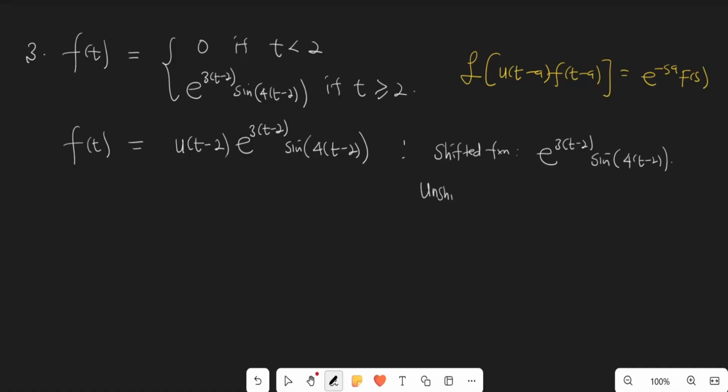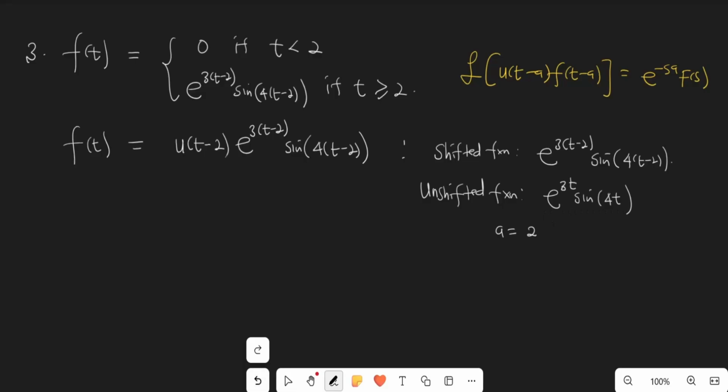Let me write the unshifted function for you. The unshifted function here is e to the, so just pretend the 2 is not there, 3t, multiplied by sine of 4t. This means that we have to take the Laplace transform of the unshifted function and just multiply by e to the negative sa, and a in this case is equal to 2, the value of t upon which the function will change behavior. So now we know a to be 2. We just have to find the Laplace transform of the unshifted function.